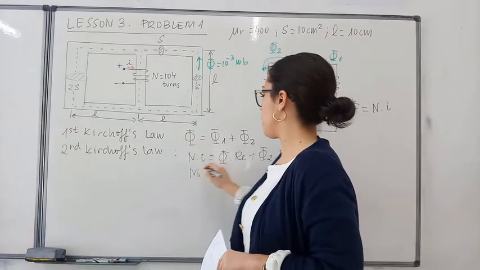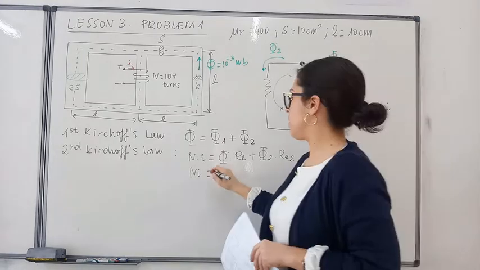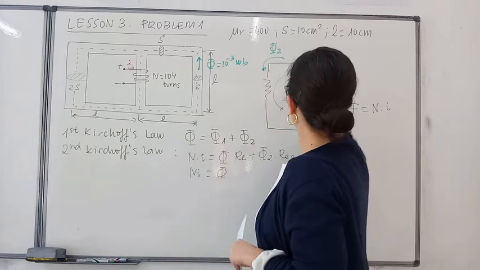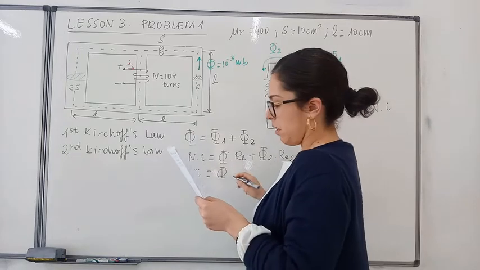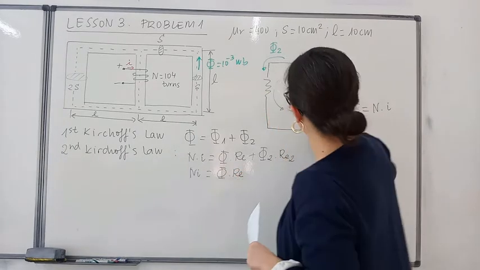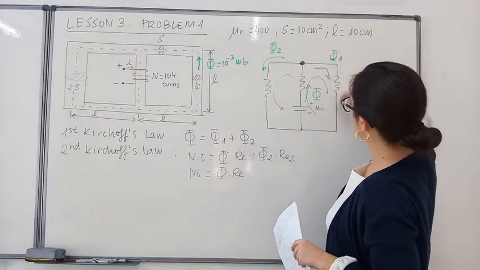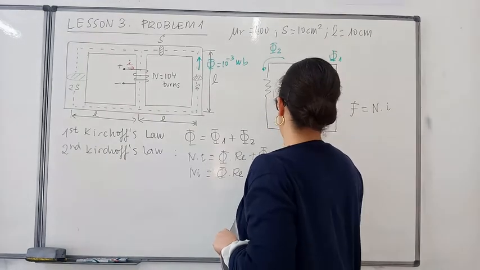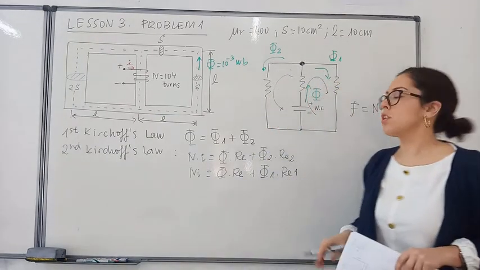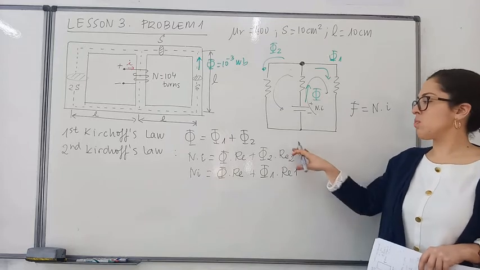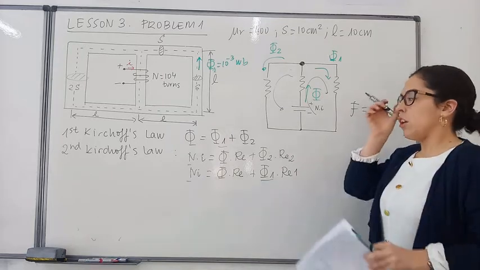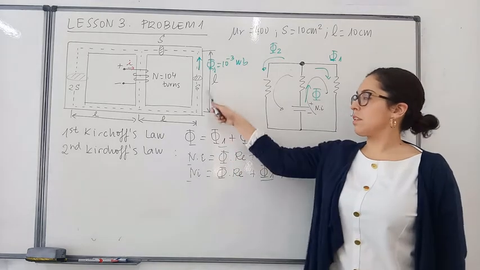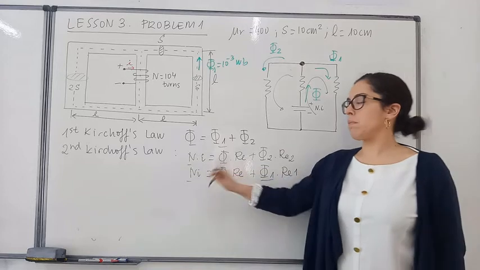If we do the same with the right branch, the electromotive force is going to be the product of phi multiplied by the reluctance, which is this side here, and in this branch Phi1 multiplied by the reluctance 1. So here you have three expressions, and in these equations you know the magnetic flux in the right branch, and you also know the number of turns.